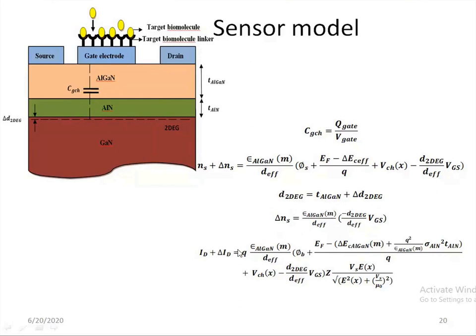ID is Q into NS into Z into V of X. Now here ID plus delta ID will become Q into NS plus delta NS into Z into V of X. So this is again the expansion for that particular equation, and this will be the sensor current or the output current when the bioimmobilization occurs on the sensor surface.